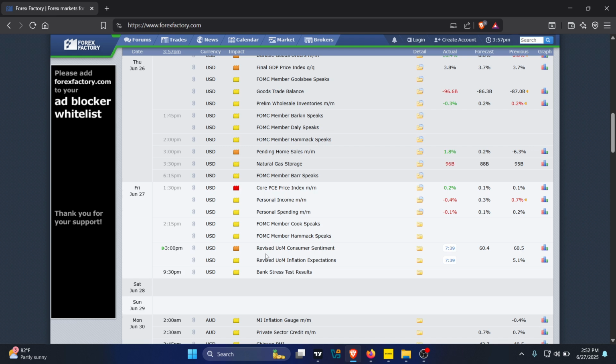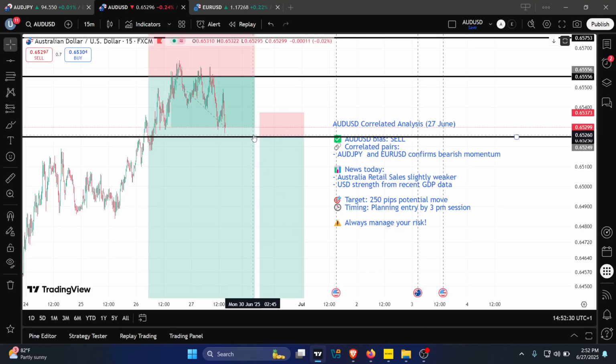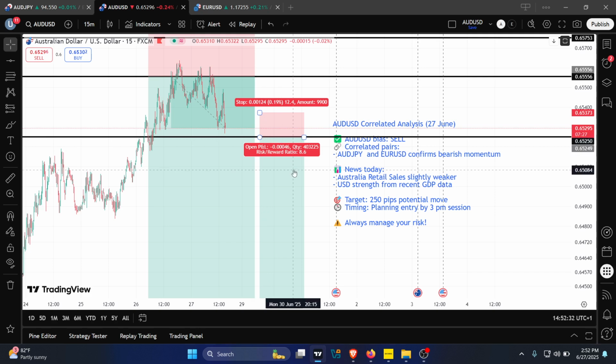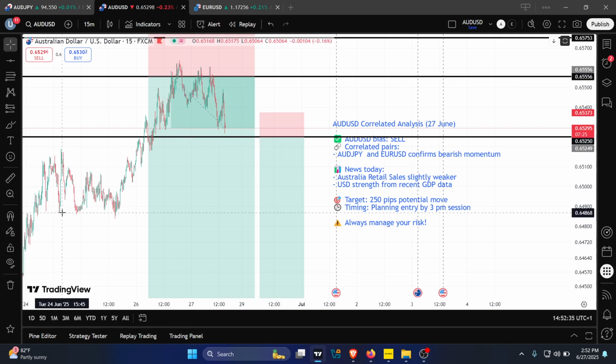Exactly, we'll be having the consumer sentiment, which is of course a very important fundamental news for the day. So with that said, I'll be looking to go short, and I will still have to confirm my short bias, which is something I haven't done yet.